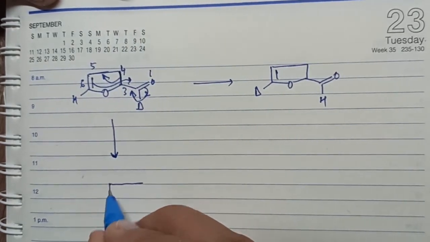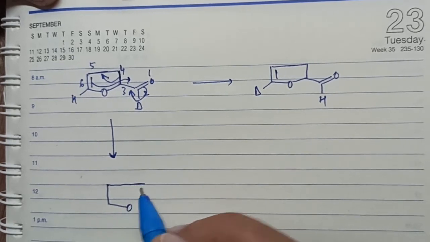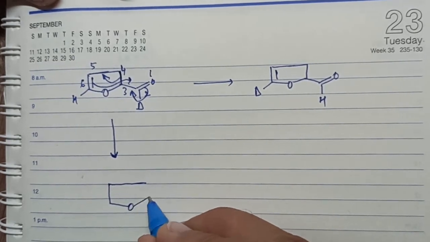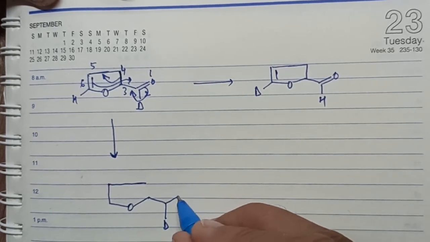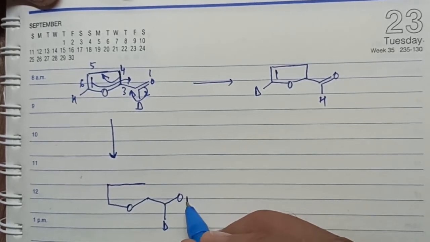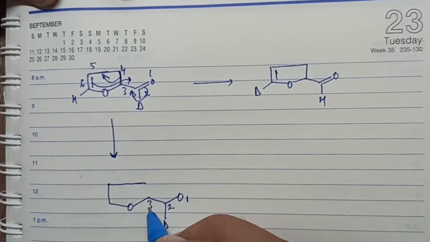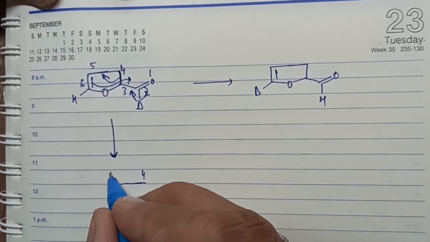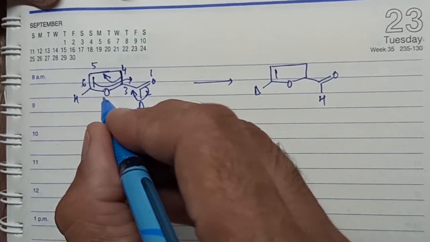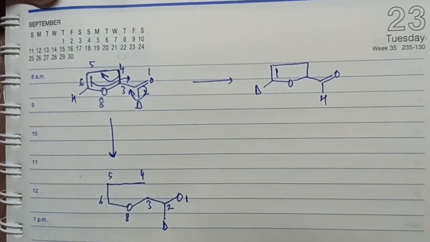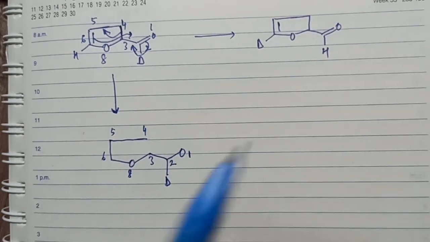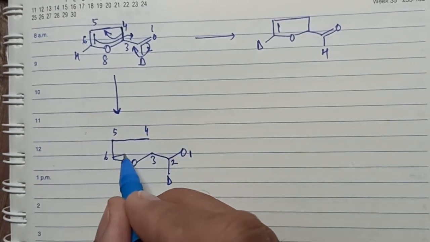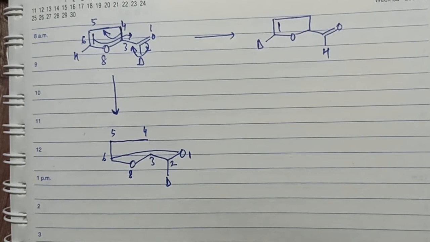We'll break the 3-4 bond and retain the other things. 3-4 bond breaks, this bond still persists, this bond persists. There is a deuterium, there is an oxygen here. Let me number this. 1, this is 2, this is 3, this was 4, this is 5, this is 6, and let's number this oxygen atom as 8. Okay. 3-4 bond is broken and a bond between 6 and 1 is formed, something like this. Okay.